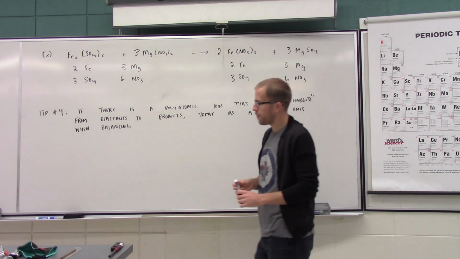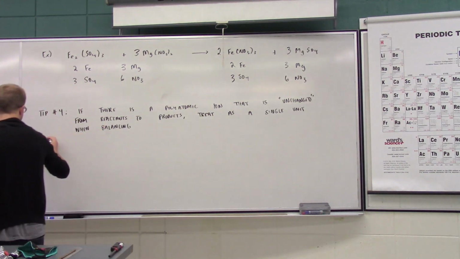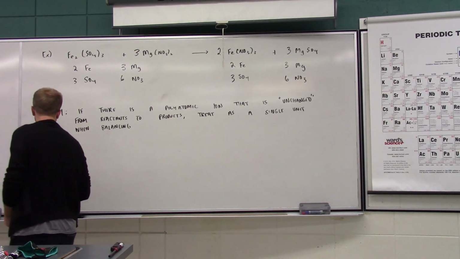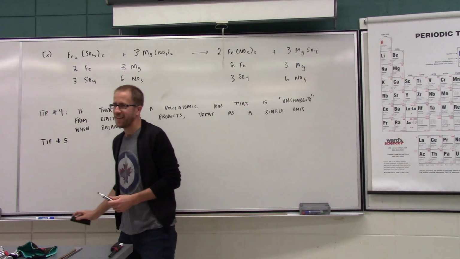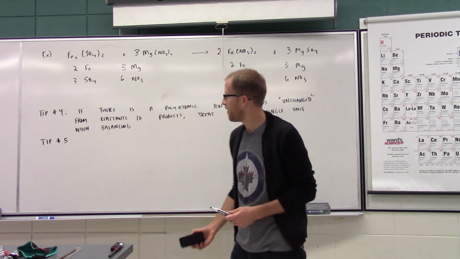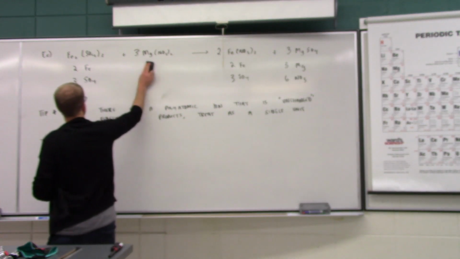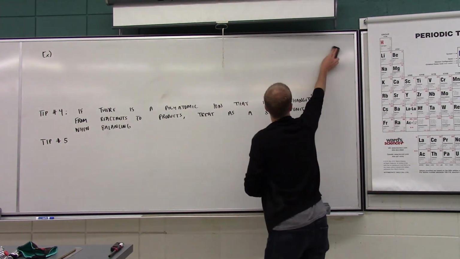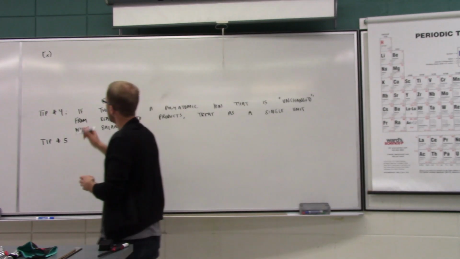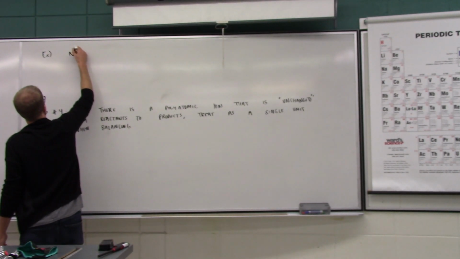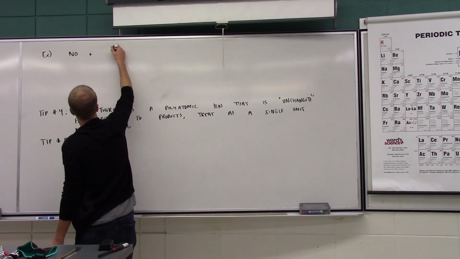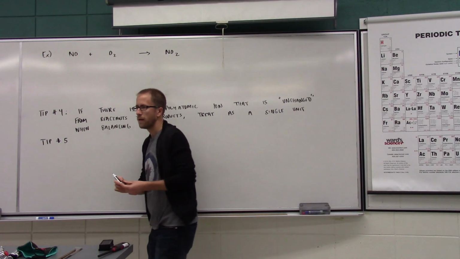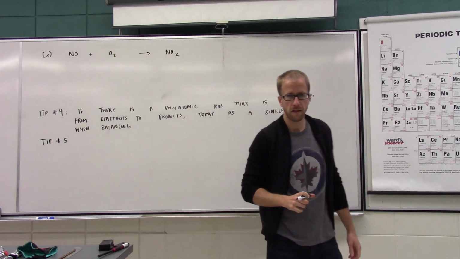Now, let's go to tip number 5. I don't know how many tips I'm going to do today. These are all just off the top of my head. Tip number 5. Cool, this is a good one. So let's say I had a compound that looked like, this is a very simple example, something that looks like this.